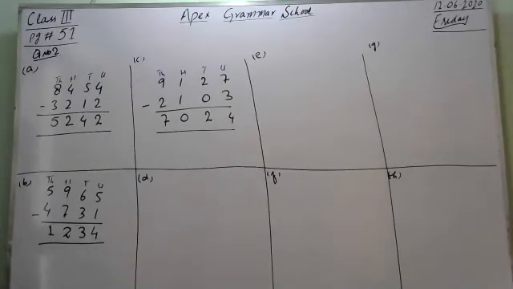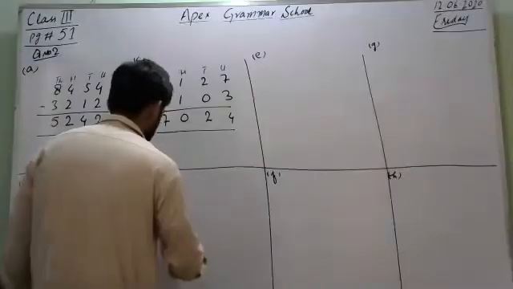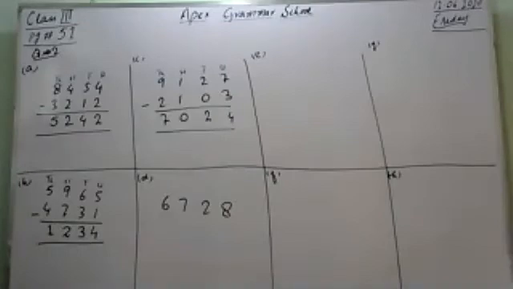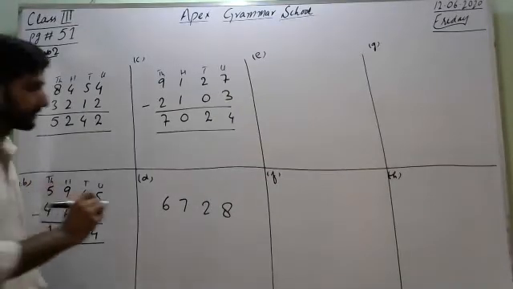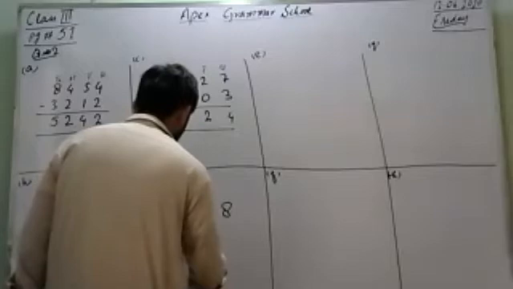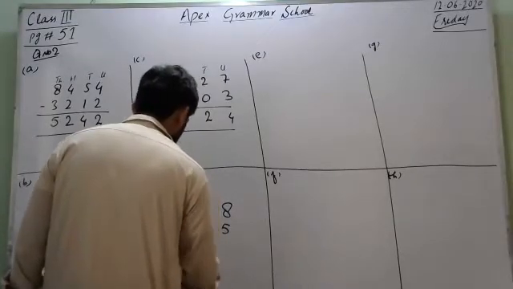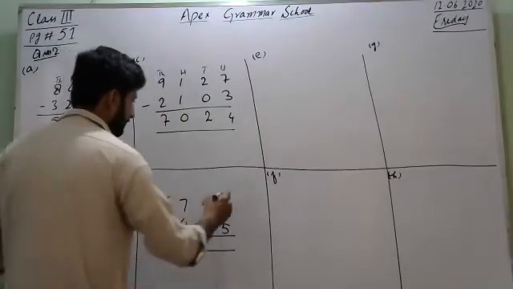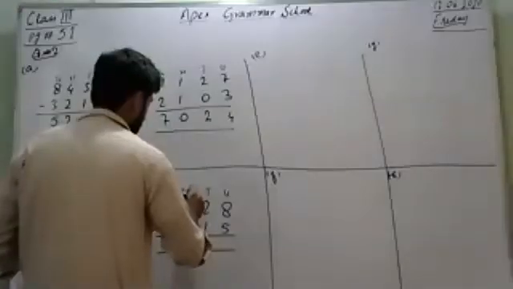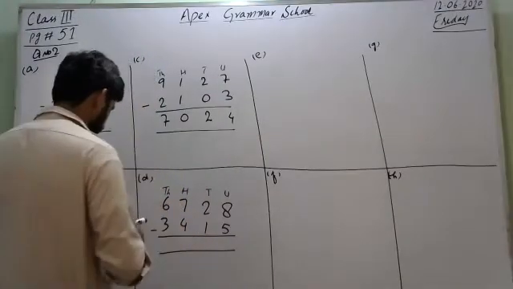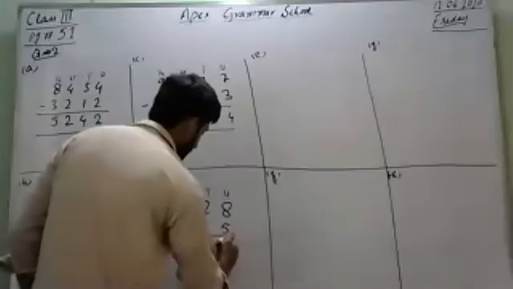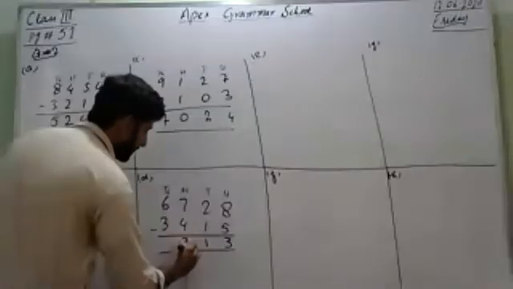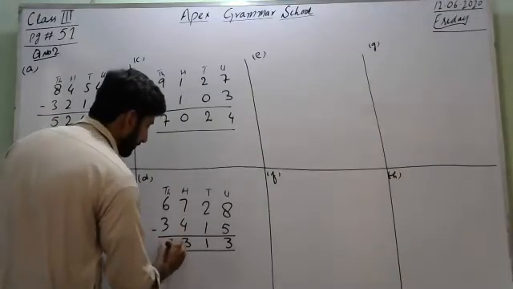D part is 6728. Next number is 3415. Eight minus 5, 3. 2 minus 1, 1. 7 minus 4, 3. 6 minus 3, 3.